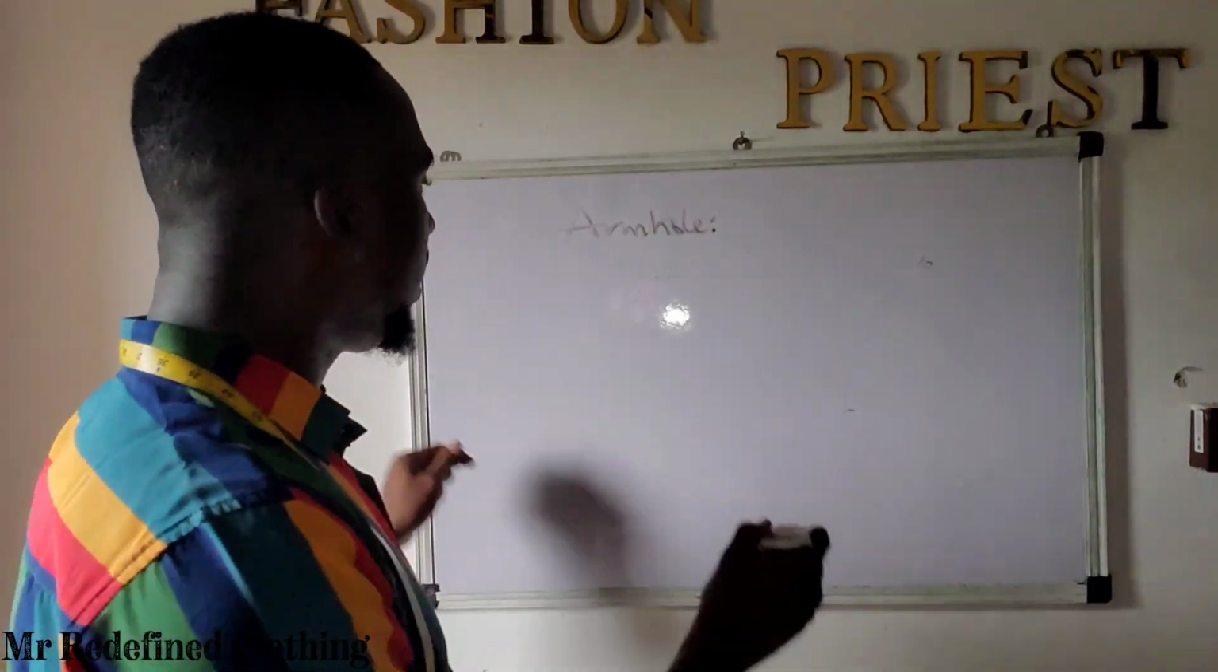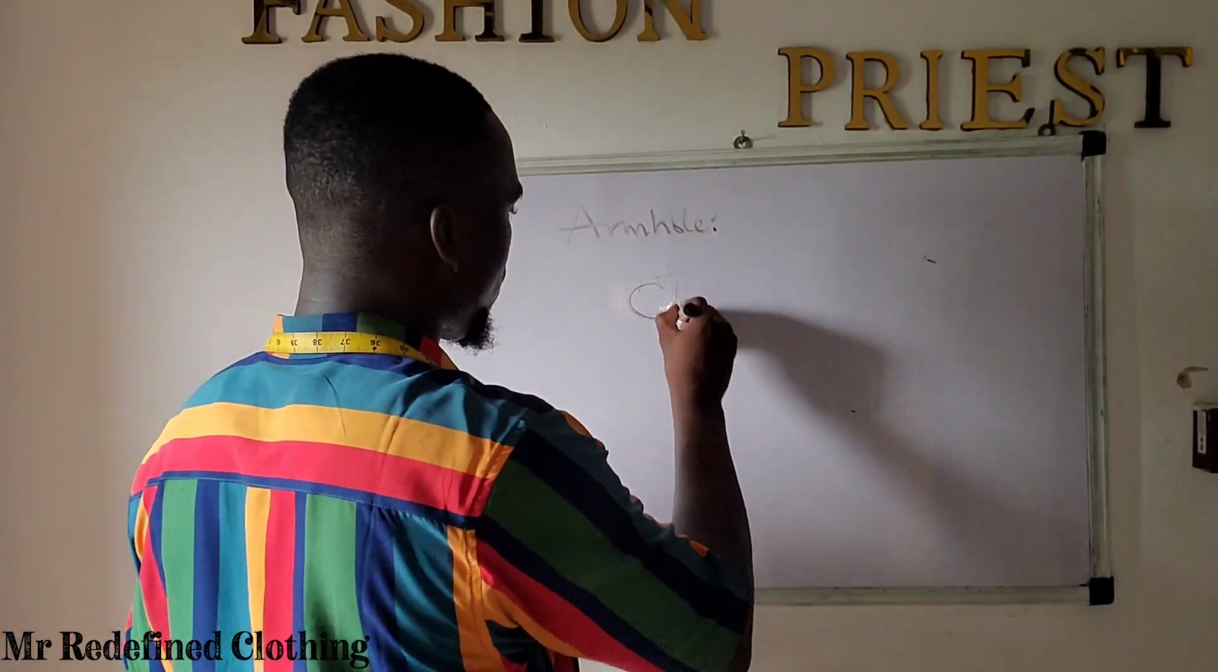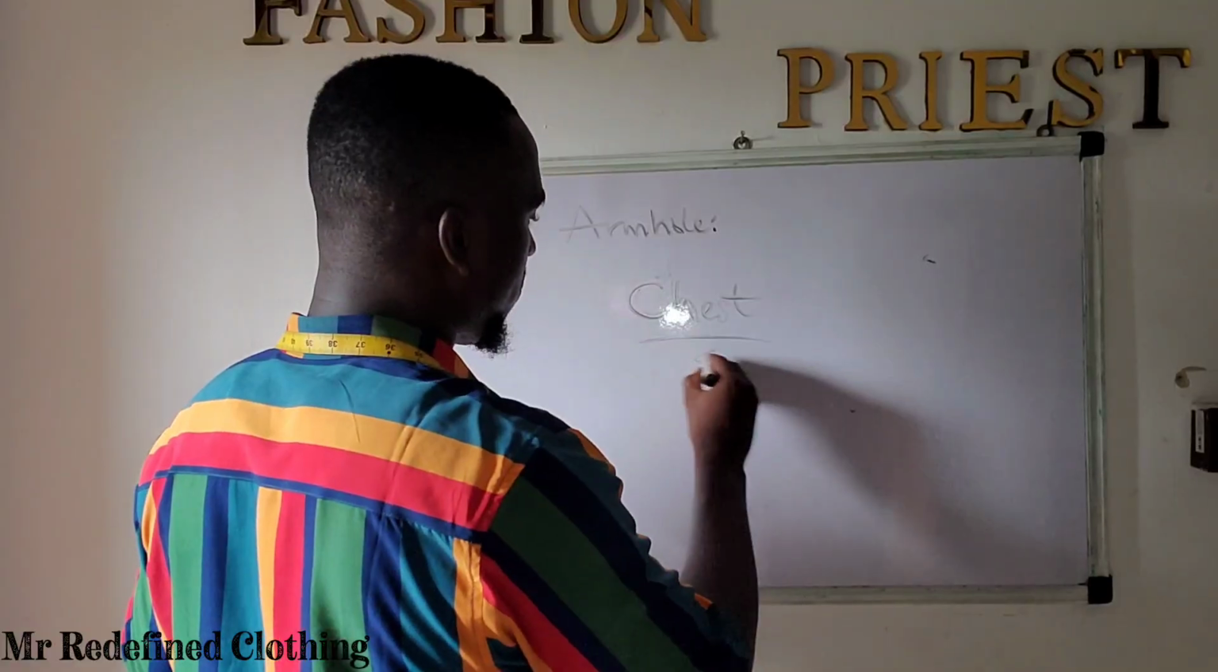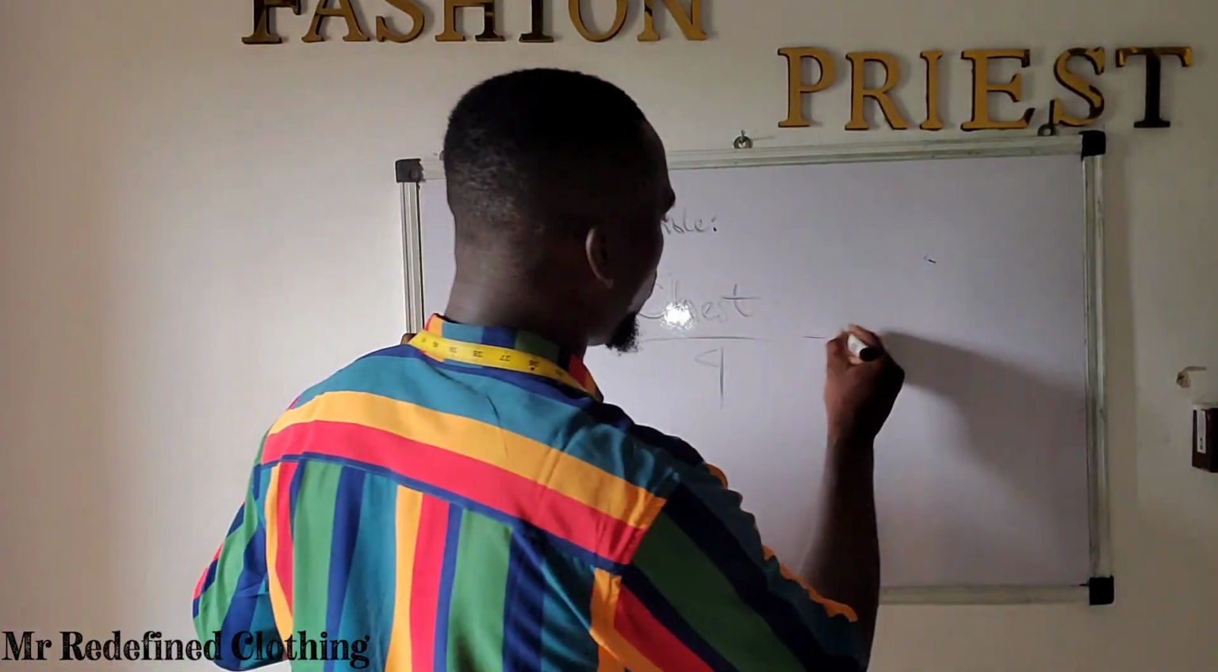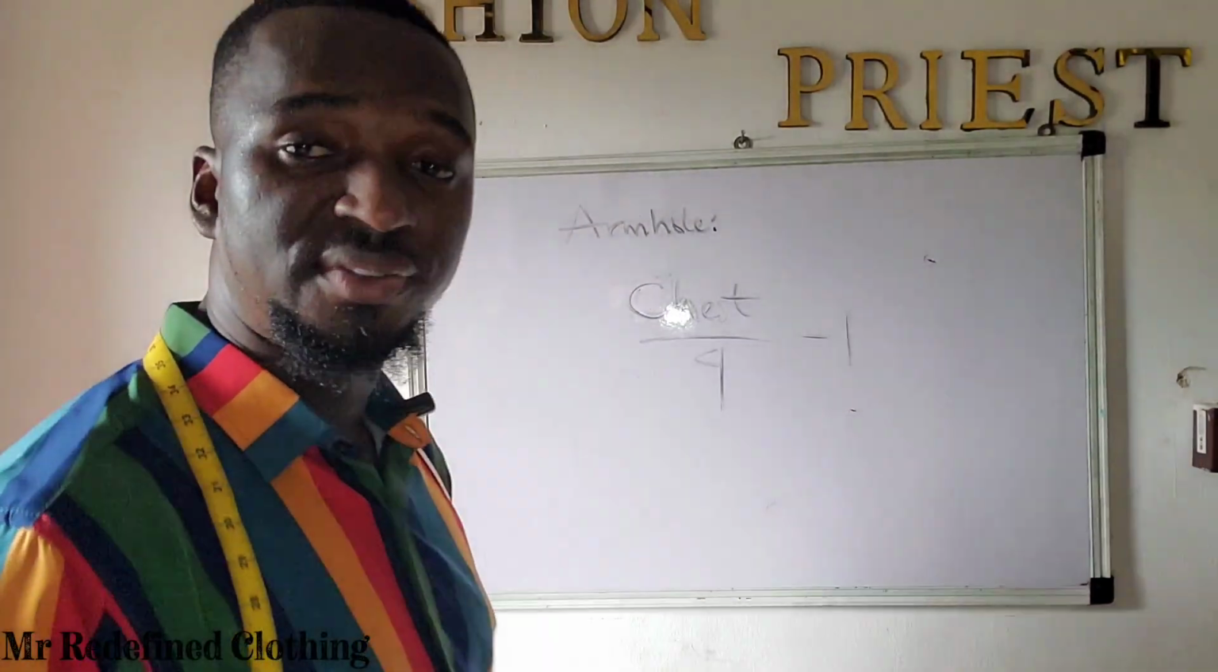So what is the formula for it? Now the formula for armhole is divide the chest by 4. That's for the short sleeve. Then for the long sleeve, you have to minus 1 for it. The long sleeve and three-quarter sleeve are the same. The two of them are treated as one pattern. You divide the chest by 4 for the short sleeve. If you're working for long sleeve, you have to minus 1 for either long sleeve or three-quarter.